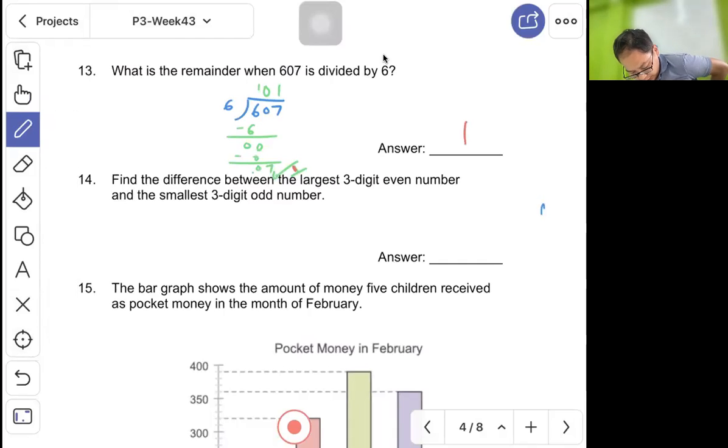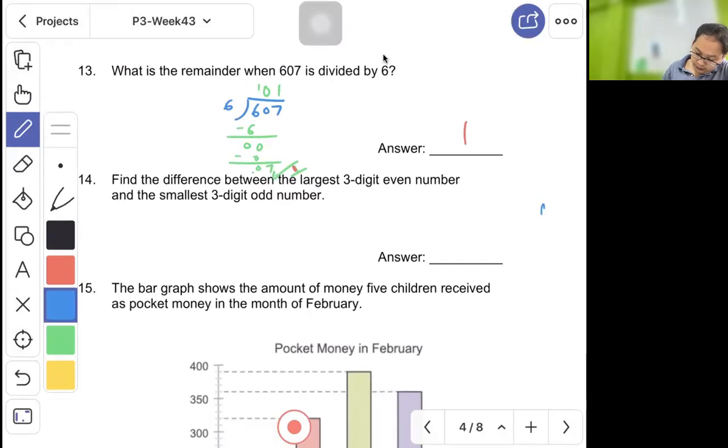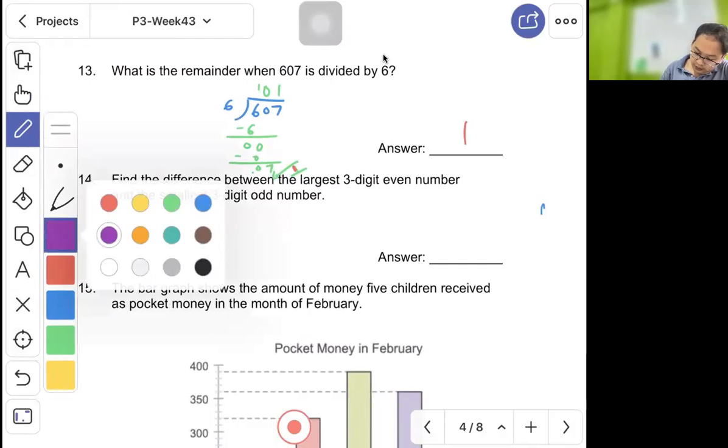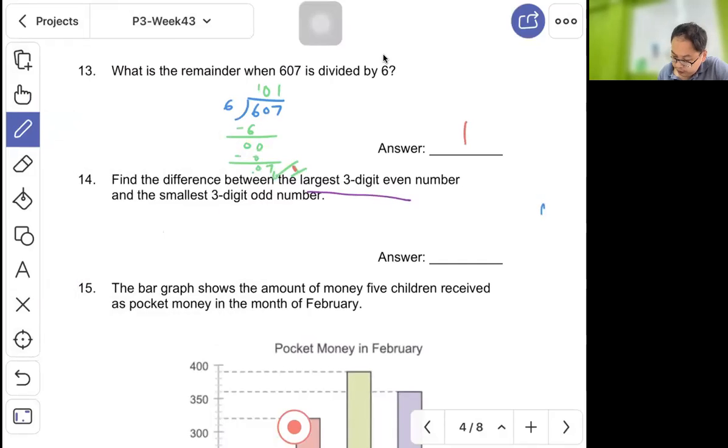Question 14. Find the difference between the largest 3-digit even number and the smallest 3-digit odd number. So largest 3-digit even number will be 998. Smallest 3-digit odd number will be 101. Minus 101. Get the answer 897.